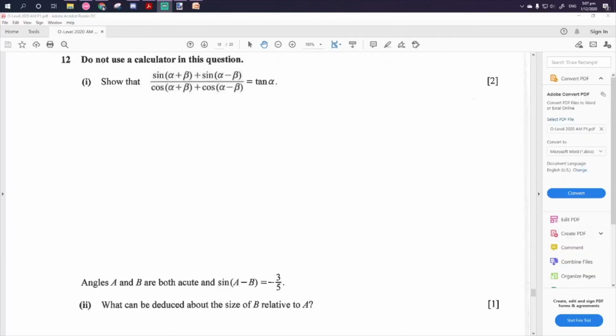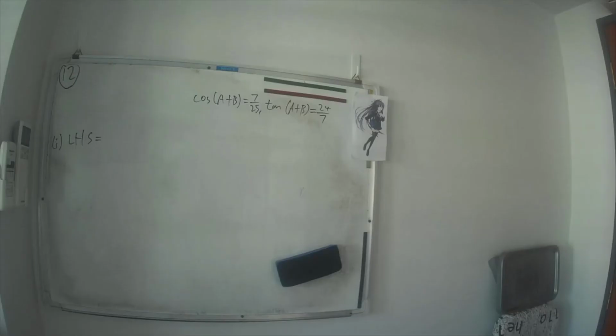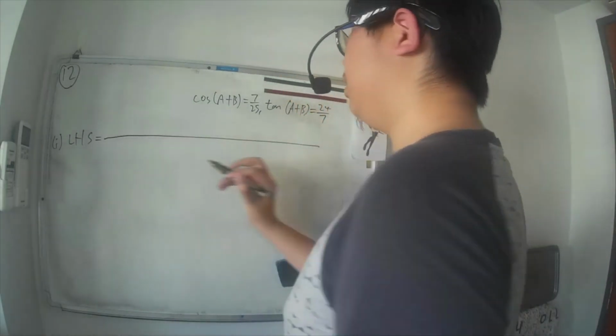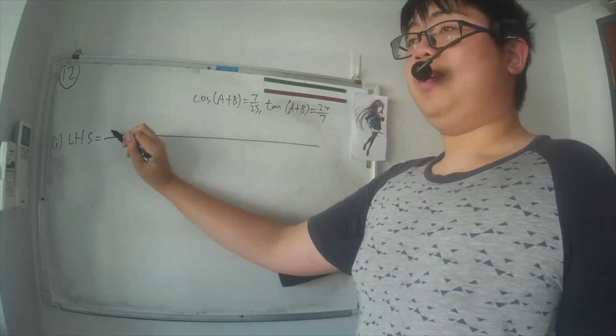Alright, question 12, the last question. Do not use a calculator. Show that this identity holds true. Okay, there's a lot of stuff to write, but I'll write it out fully for you guys. So we have sine of alpha plus beta and then sine of alpha minus beta.